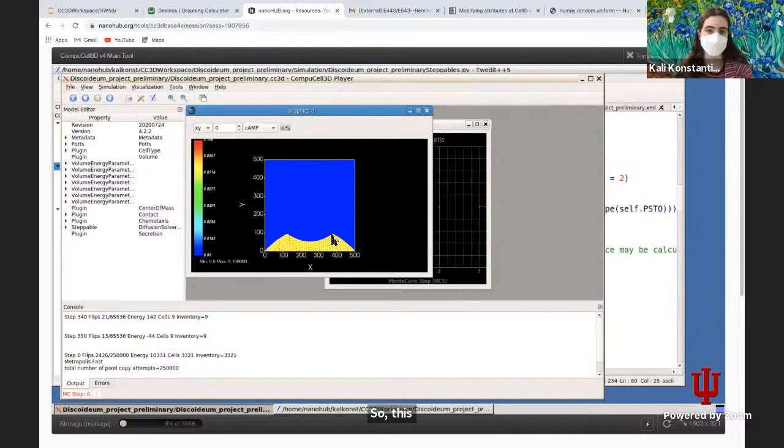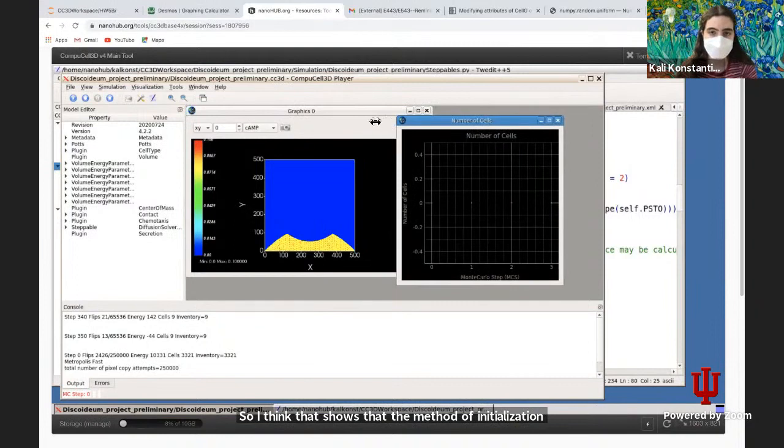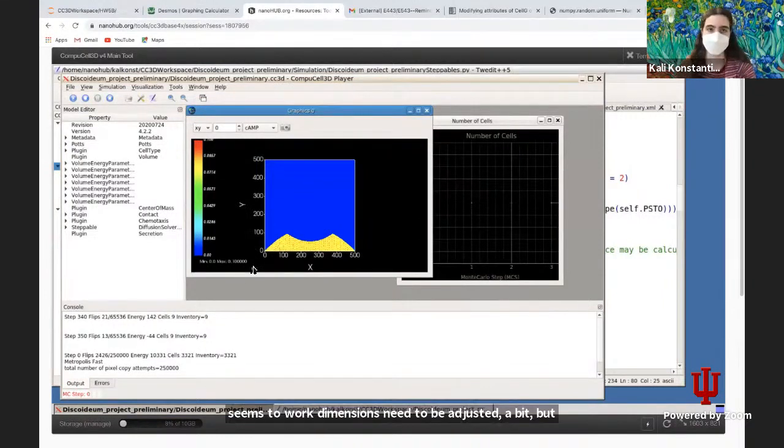So this is currently the initialization of the pre-spore cells. I also have the pre-stalk O cells as well that would go on top here. So I think this shows that the method of initialization seems to work. Dimensions need to be adjusted a bit, but it is giving us the shape that we want. So once I figure out what the actual simulation domain is going to be, then I have to rescale my equations to figure out the values for the equations and then also the target volumes. But right now it seems promising. And that's all my updates, I promise.